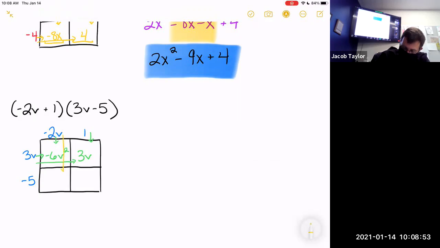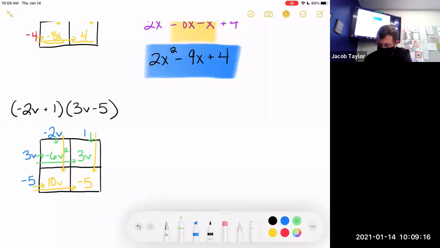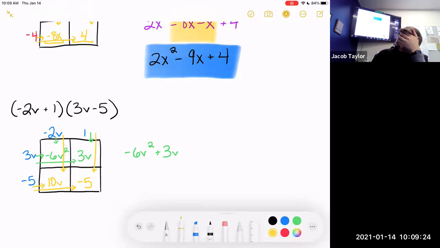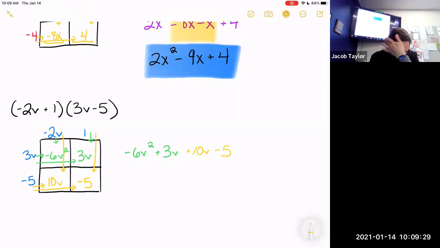Then we do negative 2v times negative 5, positive 10v, because negative 2 times negative 5 is positive 10. And finally, 1 times negative 5 is, somebody with a calculator, 1 times negative 5? Thank you, negative 5. So what do we end up with? Well, we got a negative 6v squared and a positive 3v. And then we have a positive 10v and a negative 5.